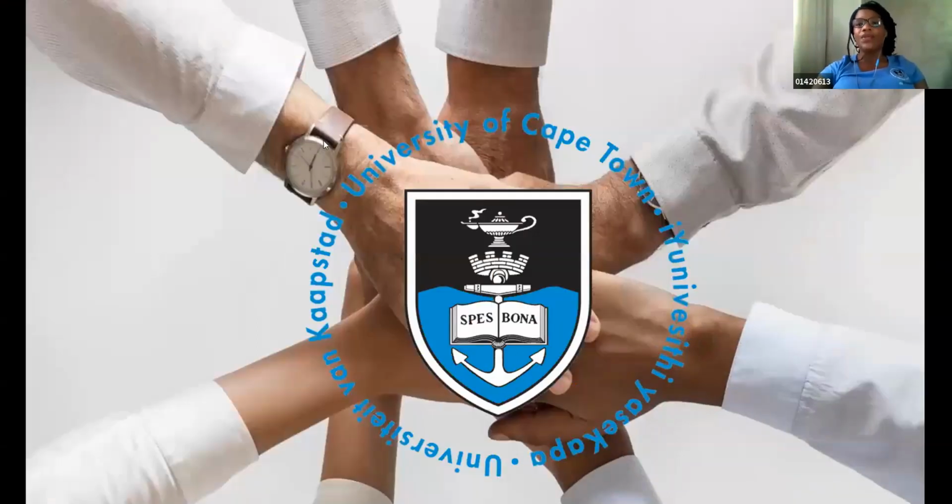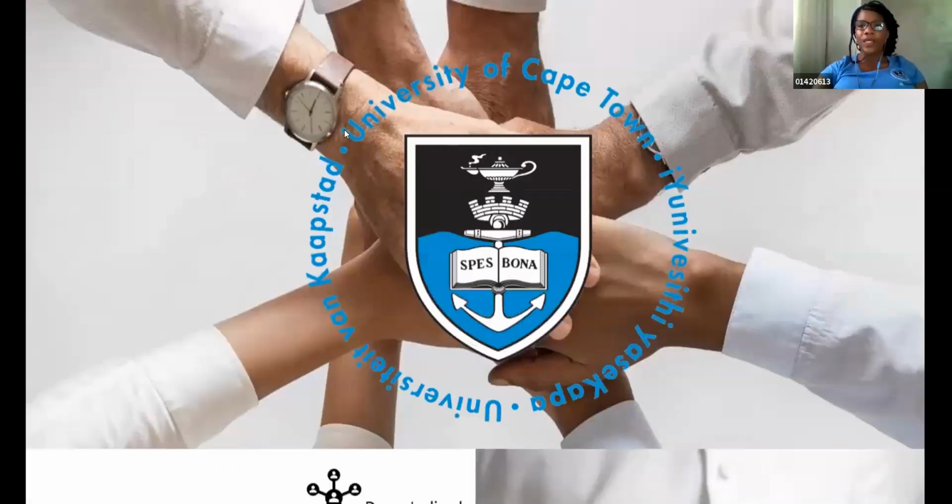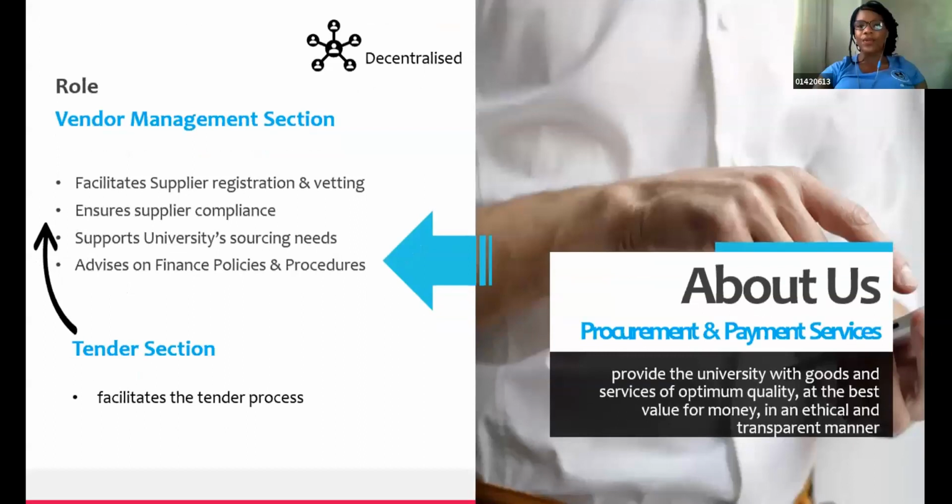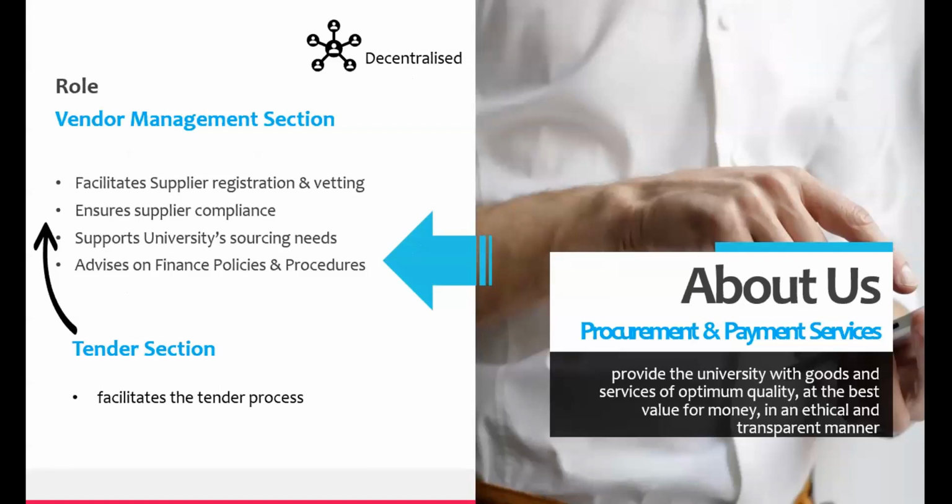This is the University of Cape Town. When it comes to the procurement structure, it is decentralized. That means that each faculty and each department decides who they want to buy from, because they are the ones who do their yearly planning and see what they will need across the year and who they will need it from. So that is where they choose who to buy from.